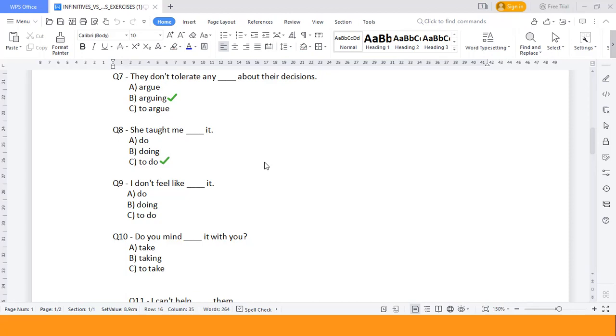I don't feel like to do it. Sorry, I'm afraid it's wrong. I don't feel like doing. Exactly. The expression to feel like is always followed by ing. I don't feel like doing it. Always. I don't feel like going there. I don't feel like, I don't know, doing that, doing this.